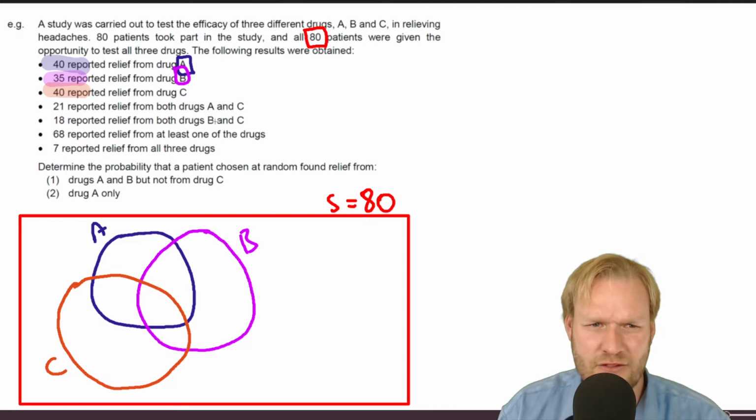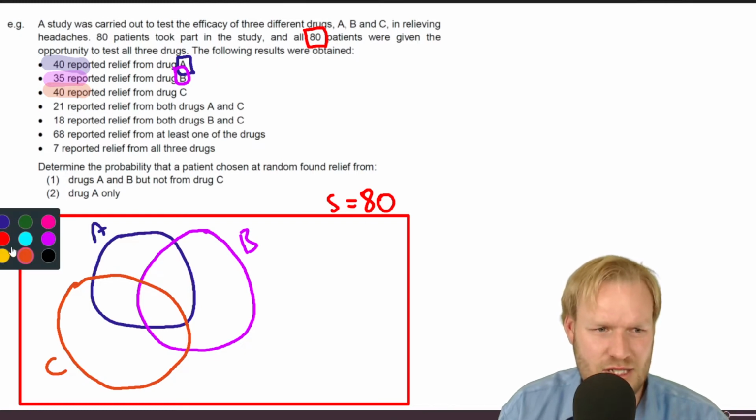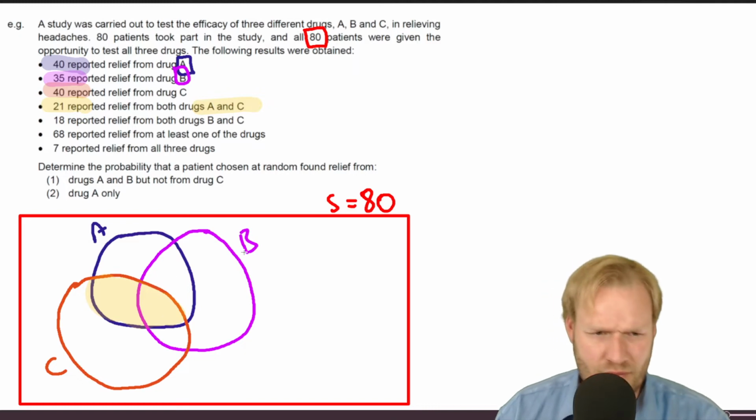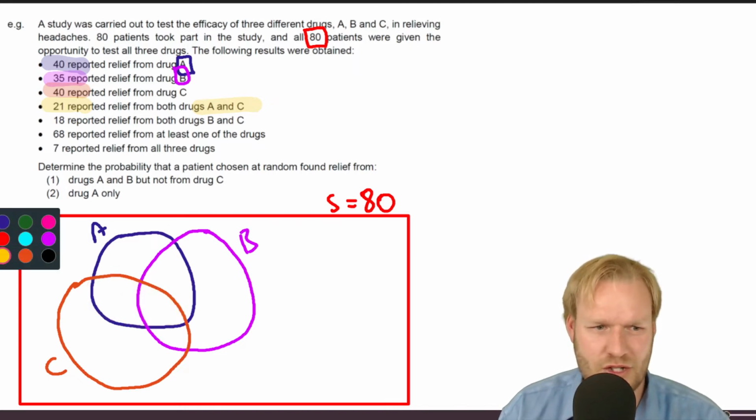21 reported relief from both drugs A and C. So let's just see where that is in our diagram. So 21 A and C. So A and C where they overlap. So that's that area over there, right? Now, again, it doesn't help us fill in the diagram just yet because we don't know if that's 10 and 11. We don't know if it's 21 and 0 or 0 and 21. No idea at all. All we know is that that's 21. I'm sure it'll be useful shortly enough.